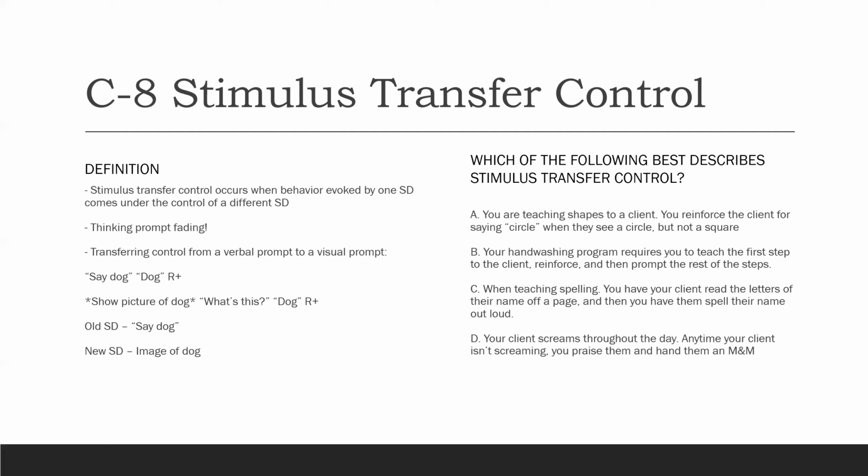And then D, your client screams throughout the day. Anytime your client isn't screaming, you praise them and hand them an M&M. This is just a DRO procedure, differential reinforcement of other behaviors. Okay. So the best answer here is C, right? It's the best example of these 4 of stimulus transfer control. Remember, on the test, we want the best answer. Here, the best answer is C.